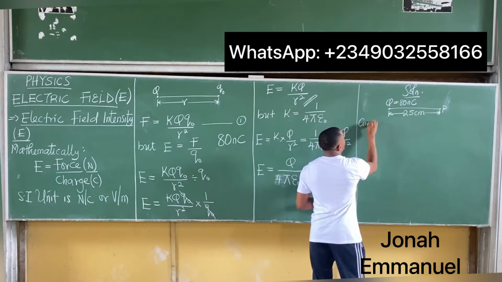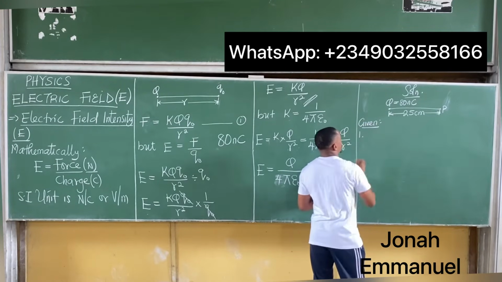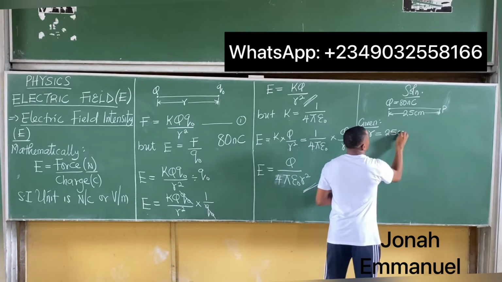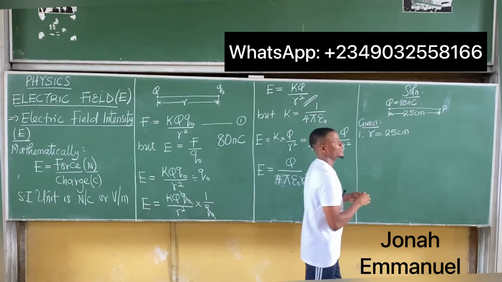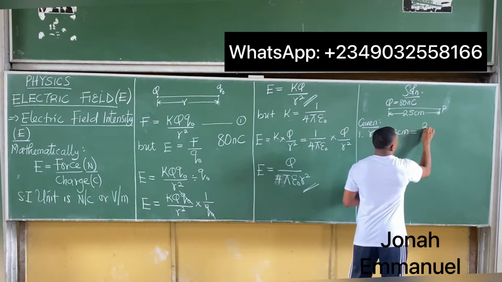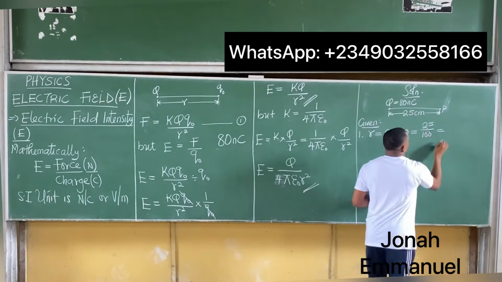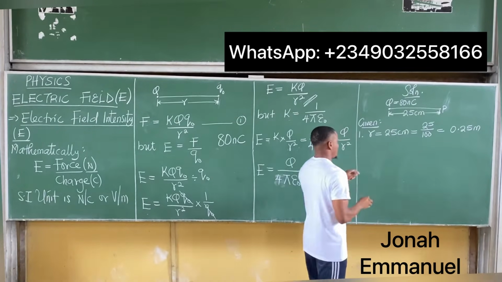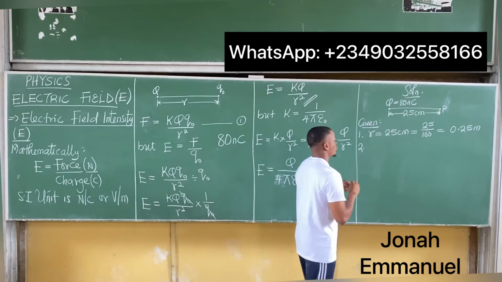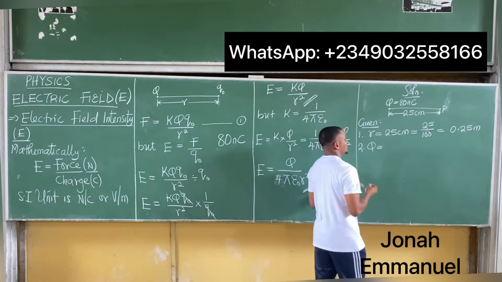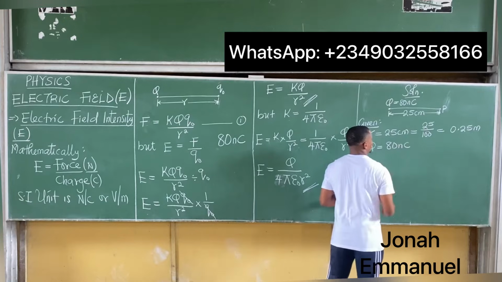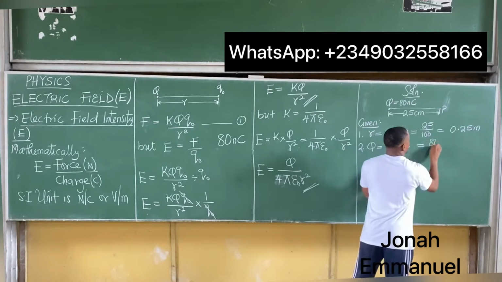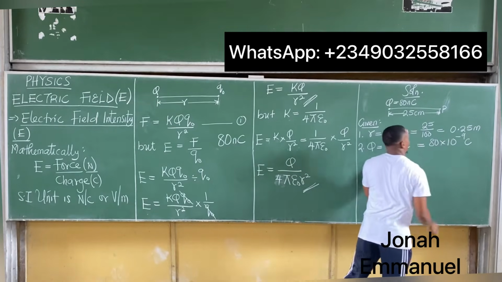Next task, list out the given parameters. What am I given there? Number one, I'm given a distance, that's r, equal to 25 cm. I have to convert to meters by dividing by 100, so it becomes 25 over 100, which is equal to 0.25 meters. I've done my conversion. Next, number two, they said from a charge Q, the value of Q is 80 nanocoulomb, so it becomes 80 nC. Of course, nano is 10 to the power minus 9, so it becomes 80 times 10 to the power minus 9 coulomb.